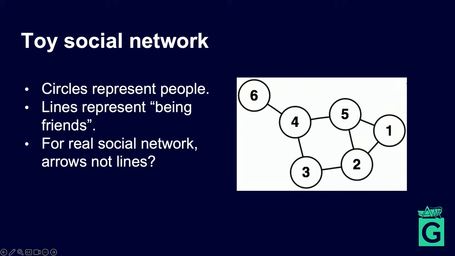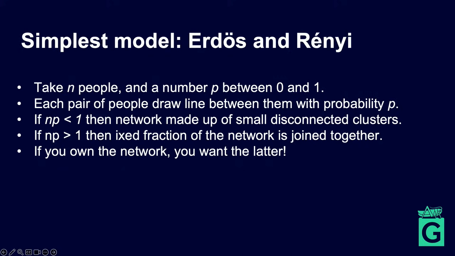Now, the simplest model of this goes back to Erdős and Rényi, who were Hungarian mathematicians in the 1950s. They defined a very simple, kind of symmetric model. You have n people who could be in the network, and you fix a probability. So there's n people in the network, and there's a number p between 0 and 1, that's a probability. And all you do is for each pair of people, you connect them with a line or you don't. You connect them with a line with probability p. So there's a similar chance of every potential pair having a line between them.